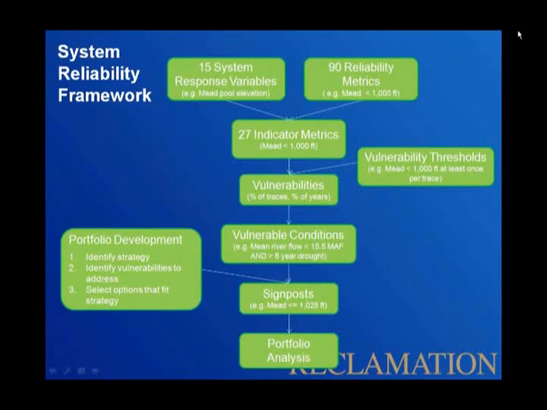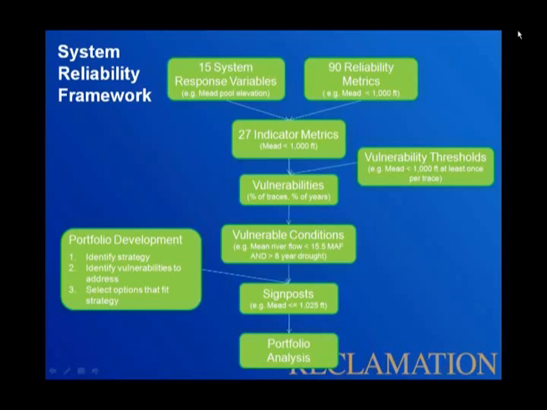Now we're looking at our system reliability framework. I'll start off talking through the framework at a high level, and then we'll go into each one of these areas in a little bit more detail later on. To start off with, we had what we called 15 system response variables, and these are really just raw model output, things such as reservoir elevation or flow at different gauges in the basin. At this point, they're not really tied to any resource category. However, when you look at something like Mead pool elevation, it does have a little indication of water delivery, recreation, and power resources.